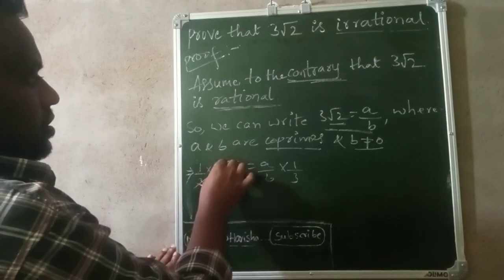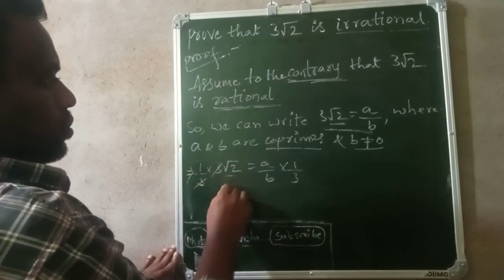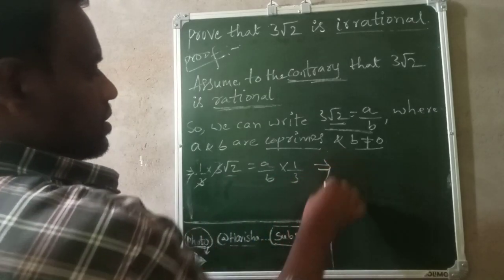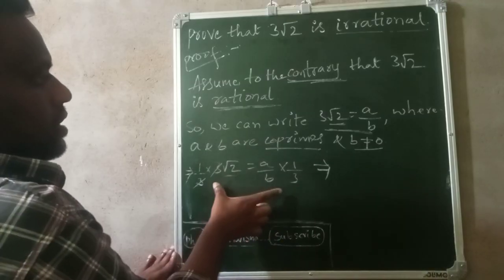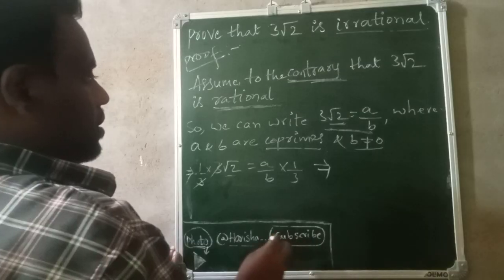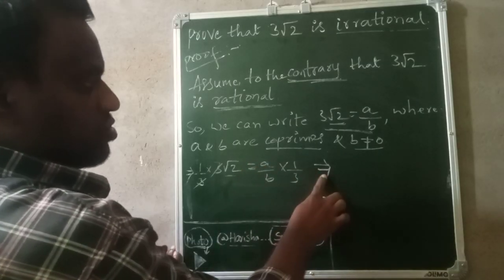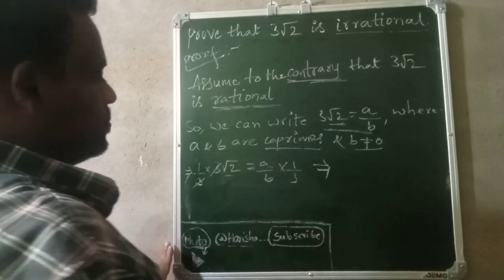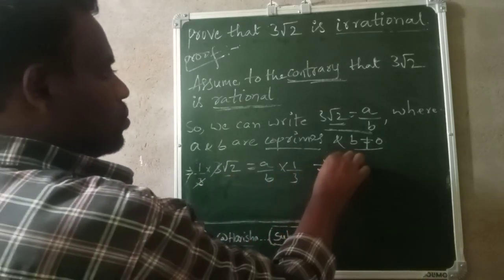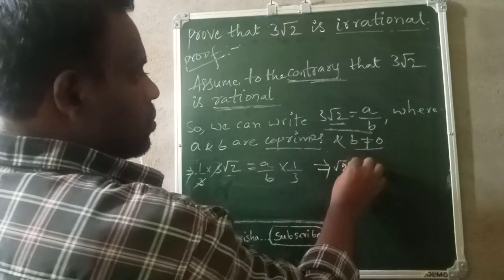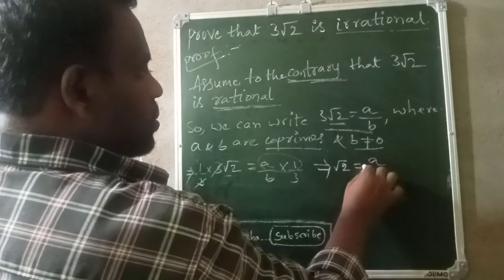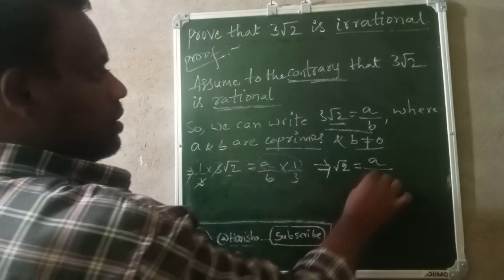Now simplification: 3 cancels. Now 1 into root 2. Here I will write implies. It is not an equal sign; this entire thing implies, it is not equal. Equal is different: this is the equal sign, this is implies. Now 1 into root 2 only we get, is equal to, multiplying these two, a into 1, a only, divided by b into 3, we can write 3b.